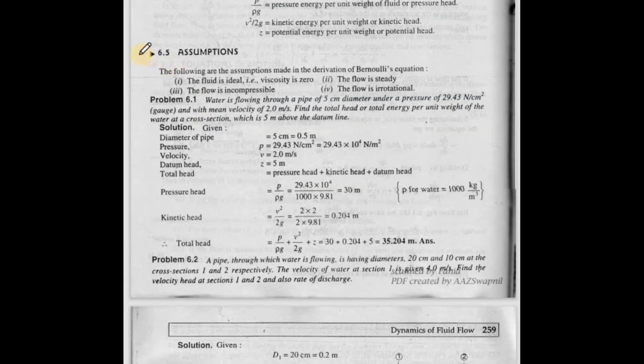We have also seen the assumptions in Bernoulli's theorem, that is, the fluid is ideal. Bernoulli's equation is applied only to an ideal fluid whose viscosity is zero. The flow is steady, the flow is incompressible and the flow is irrotational. In order to apply Bernoulli's equation, these four conditions need to be satisfied. If these conditions are not satisfied, then we cannot apply Bernoulli's equation.